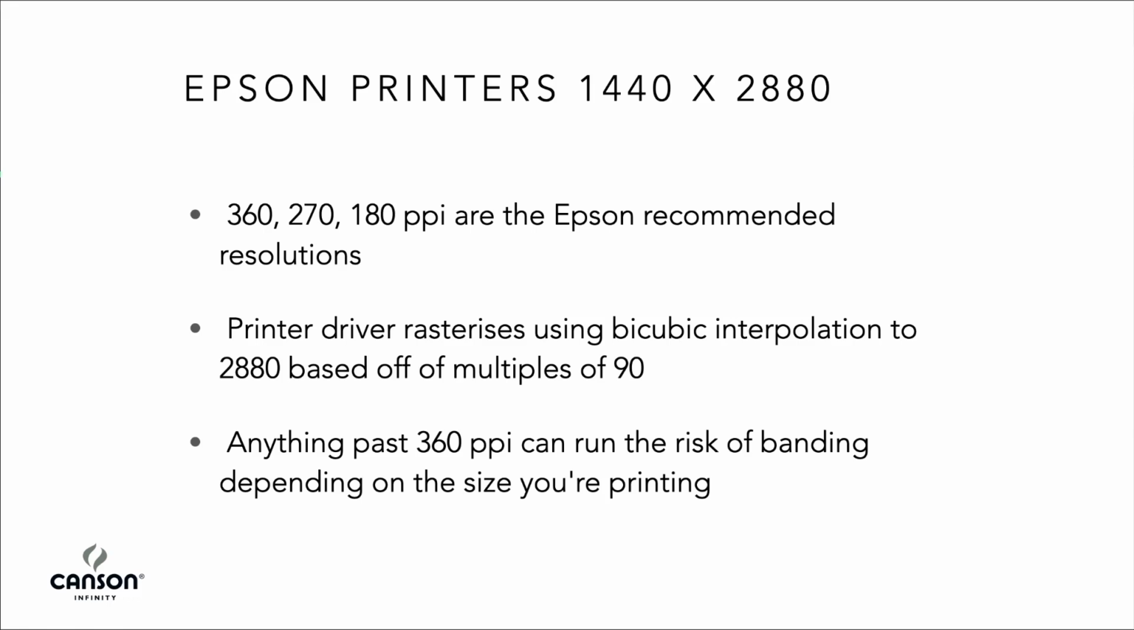So the Epson printer heads are currently designed in multiples of 90, so anything past 360 will run the risk of causing banding. Also, you have to understand that running that much data through a driver is going to cause all sorts of problems. The driver rasterizes using bicubic interpolation to 2880, which is the maximum DPI that the printer is capable of, based off multiples of 90, not 60. This is why if you're printing on Epson, we're using 180, 270, 360, and not 360, 300, and 240.